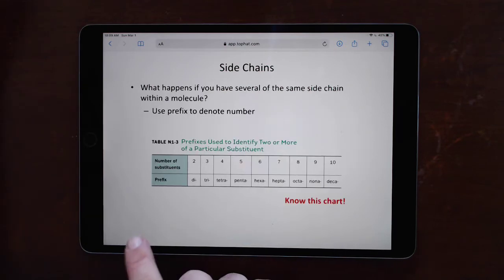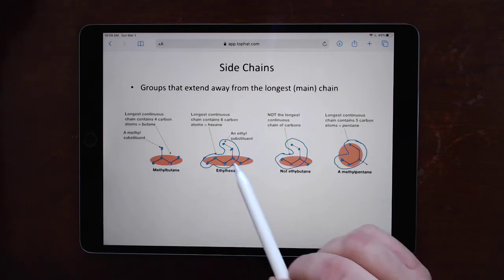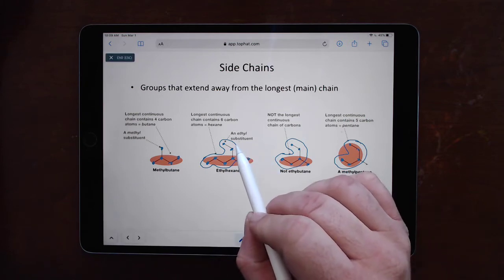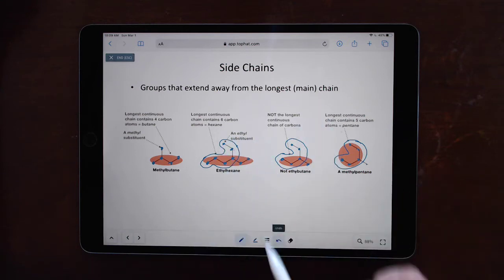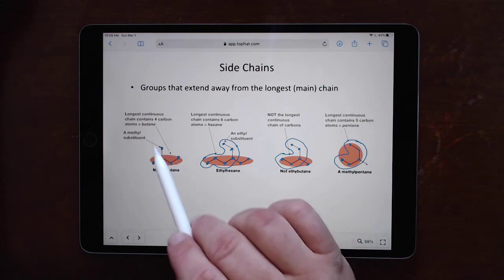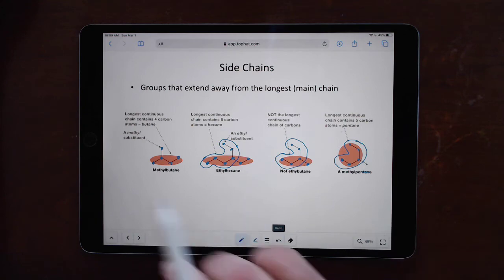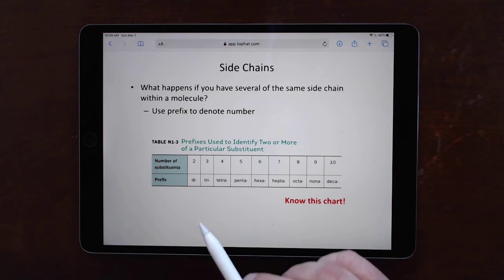Those carbons we're going to name as the main chain. So if these are part of the main chain, then these things that stick out from it, the branches, are called the side chains. And if we have more than one of something, one of those side chains, we're going to have to let us know.